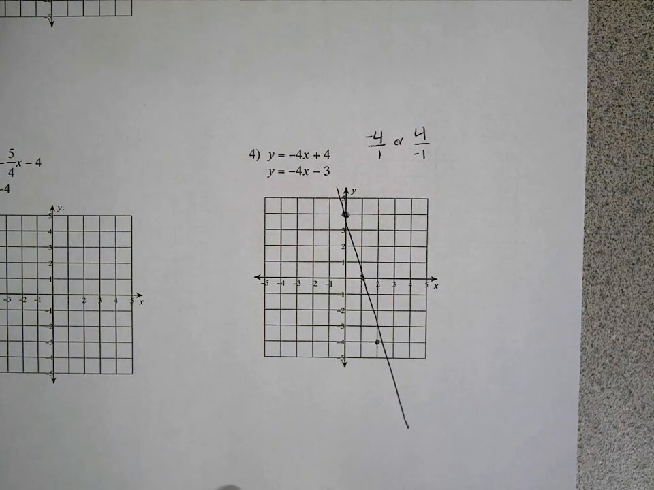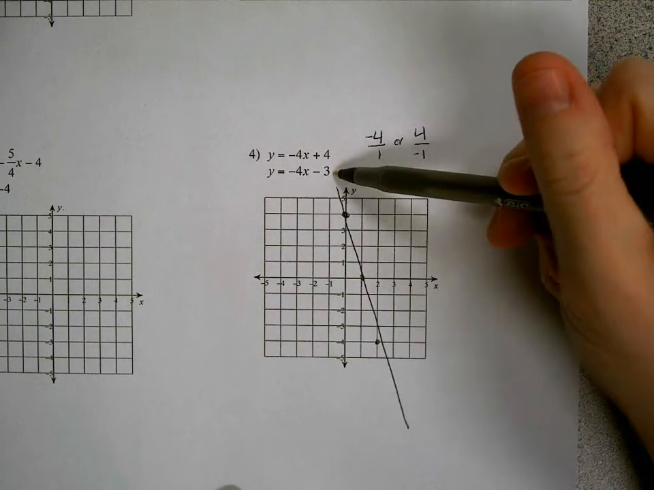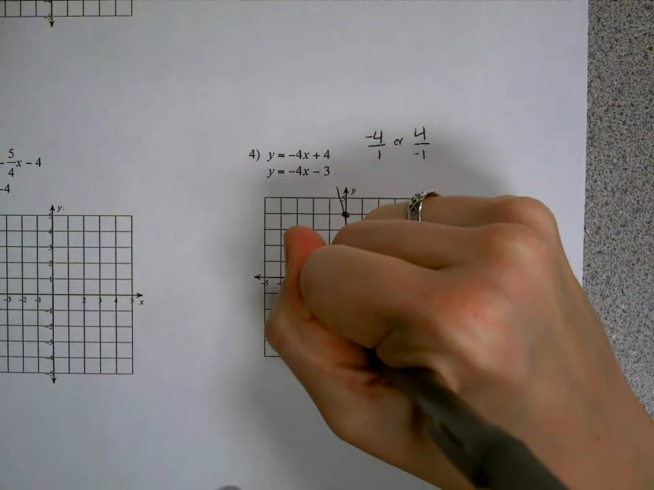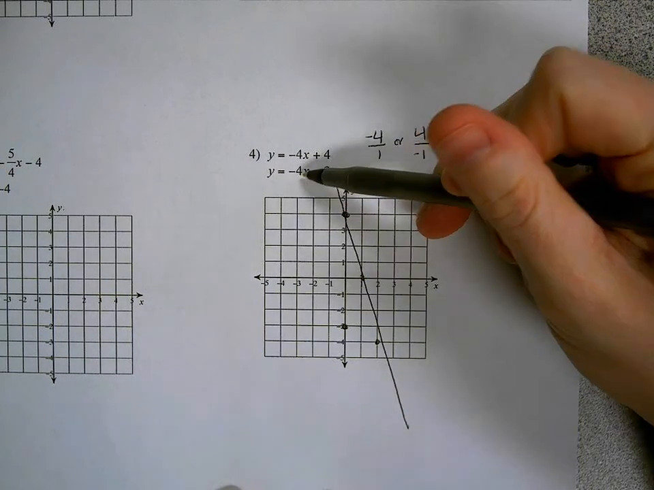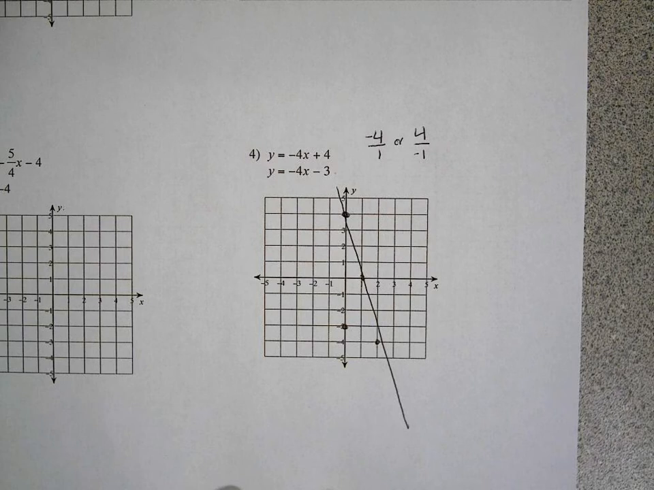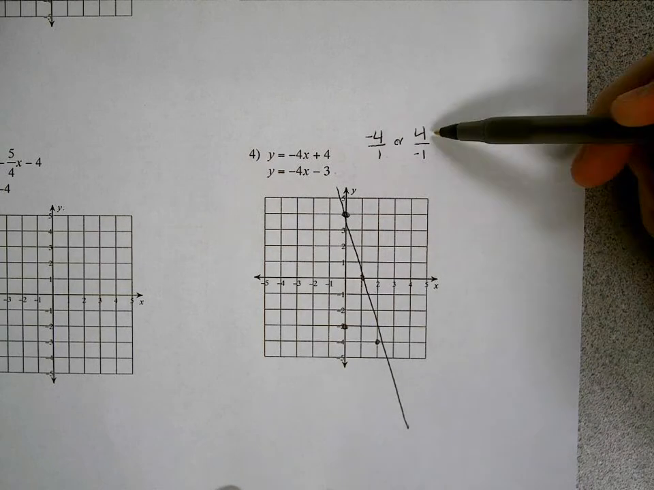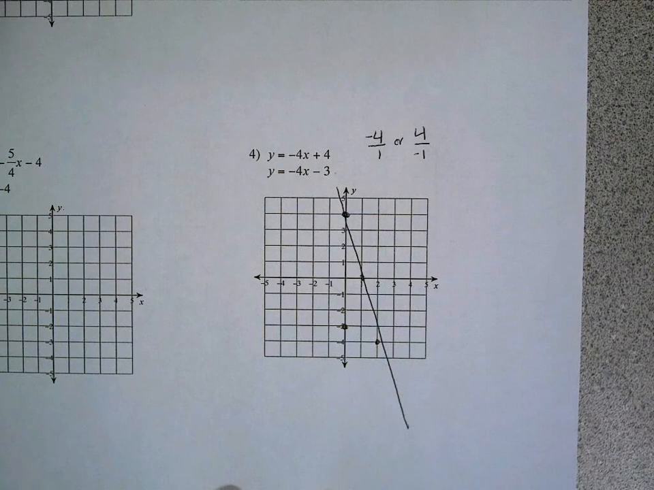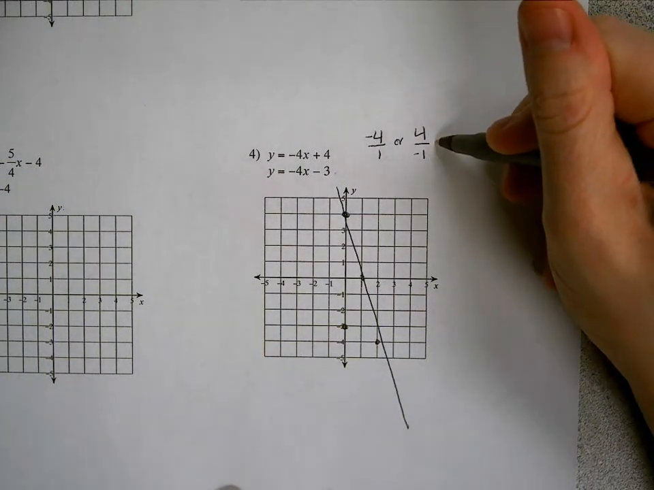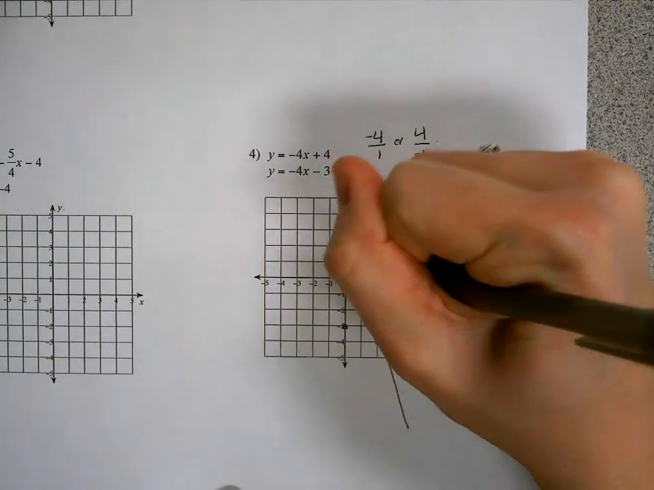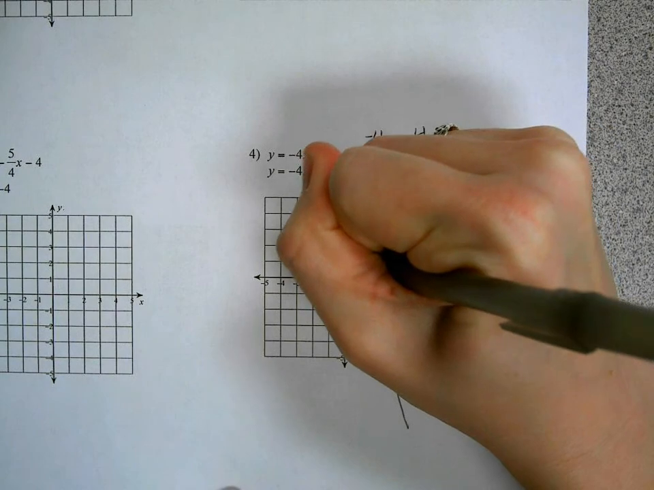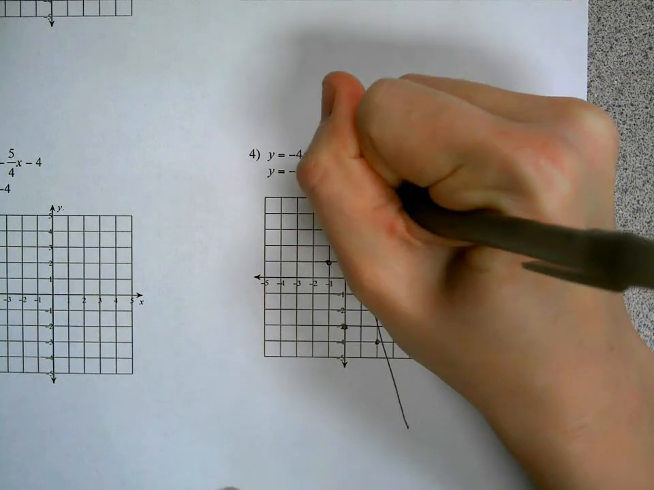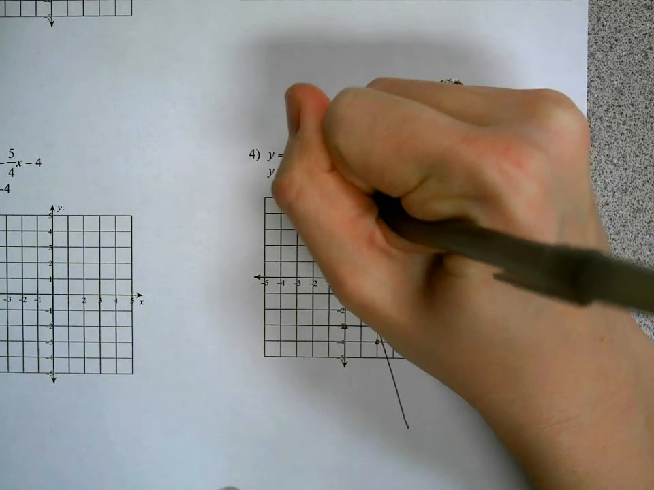Okay, then on the second one, the y-intercept is -3. And again, the slope is exactly the same. So it could be -4 over 1 or 4 over -1. If I count down 4 like I did on the first one, I'm going to go off the graph. So I'm going to stick with this other one instead and go up 4 and to the left 1 and then up 4 again and to the left 1.